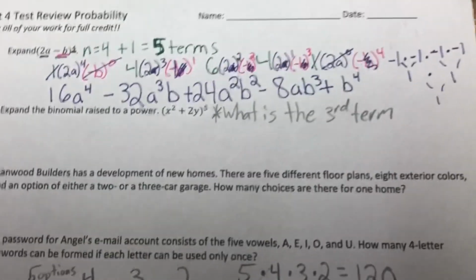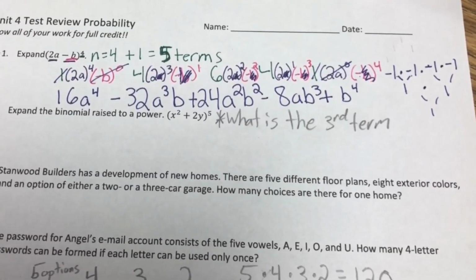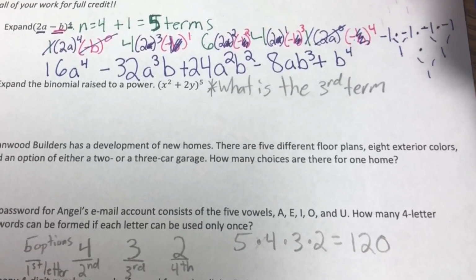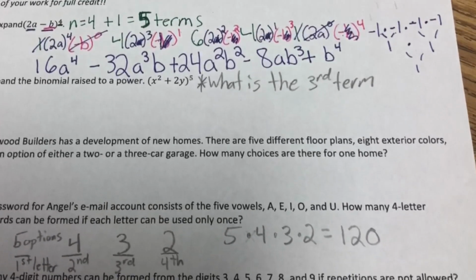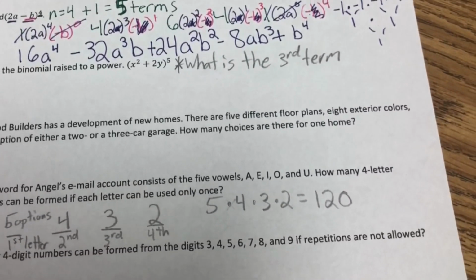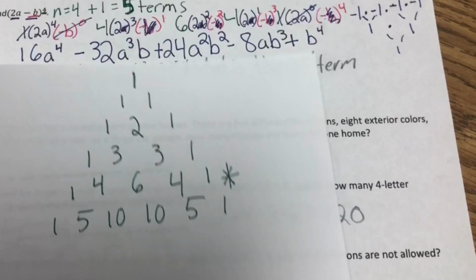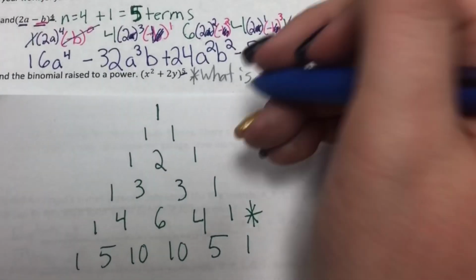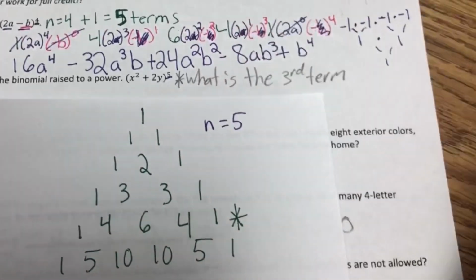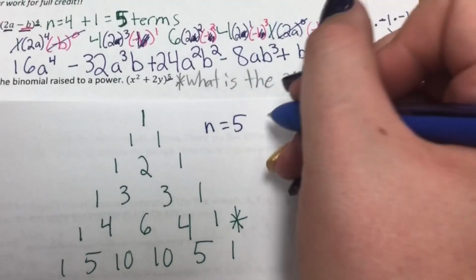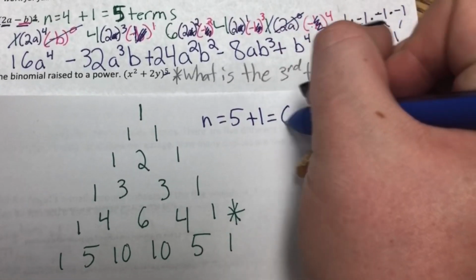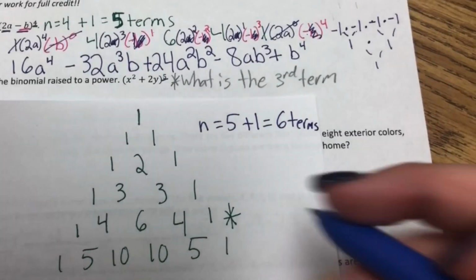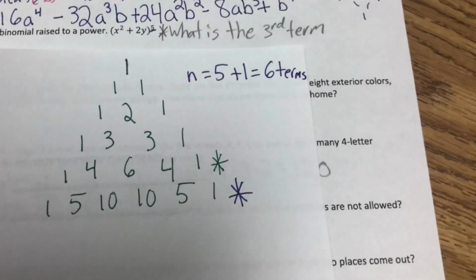Number 2. Number 2 is a little bit more simpler. You can use your formula, or you can use your Pascal's triangle. If you want to use your Pascal's triangle, you would bring out your triangle again. You would look at your power. You have n as 5. You would add 1 to it to determine that you're going to have 6 terms. So you're going to be on this last row.